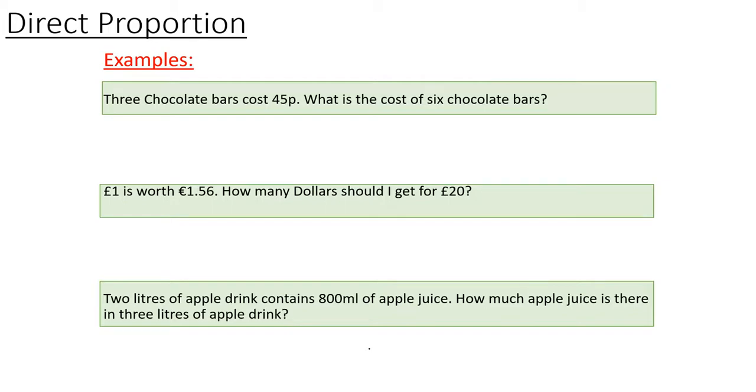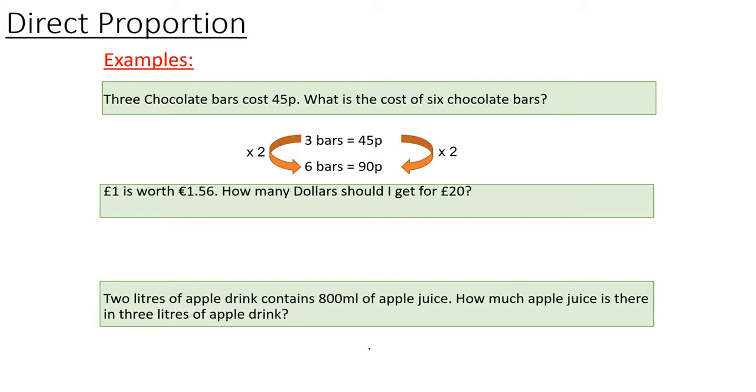3 chocolate bars cost 45p. What is the cost of 6 chocolate bars? If we write our information, 3 bars equals 45p. How do we get from 3 bars to 6 bars? Well, we have to multiply it by 2. Whatever we do to one side, we must do to the other. So times both sides by 2. 45p times 2 gives us a final answer of 90p. So 6 chocolate bars will cost us 90p.